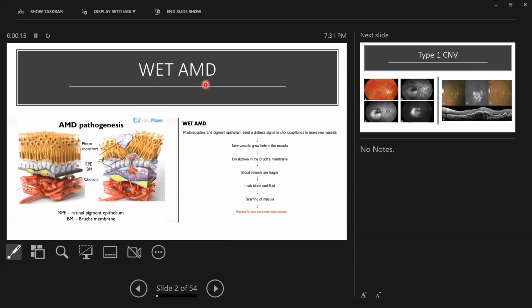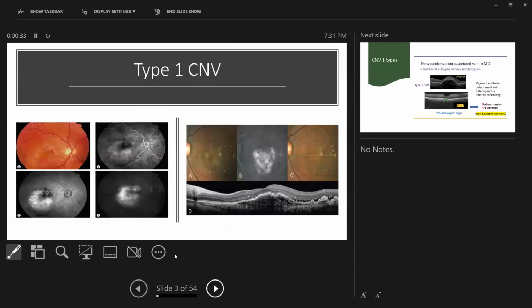Okay, so when we are talking about the wet AMD, we are talking about the neovascularization, which starts from the choroid, reaching to the sub-RPE space, and then to the subretinal space, followed by the exudation or fluid that will be accumulated into these anatomical parts. In order to recognize the different types of choroidal neovascularization, we will first discuss each type and how we can identify it on the OCT.